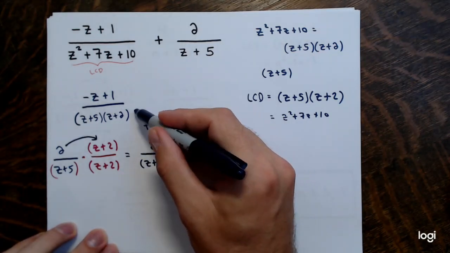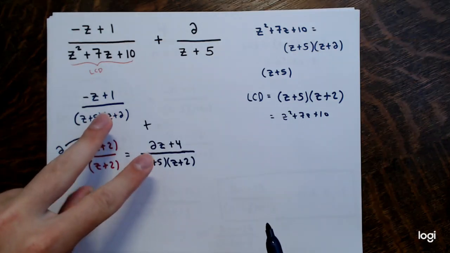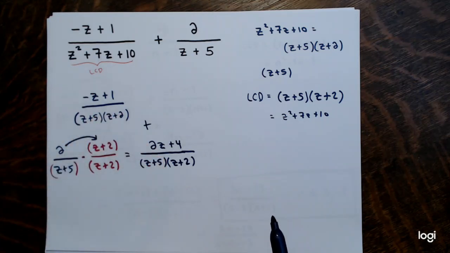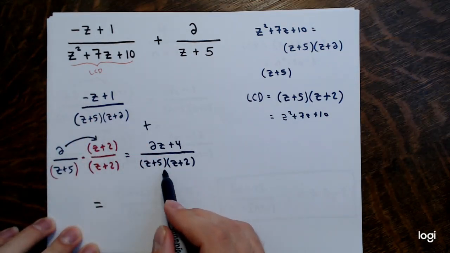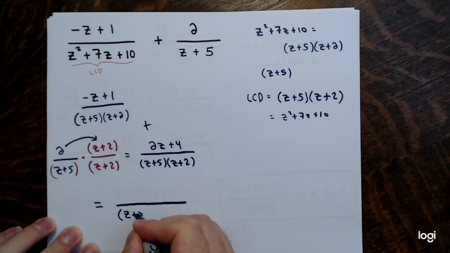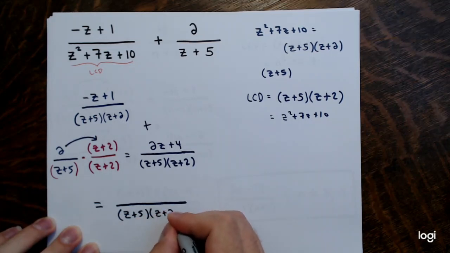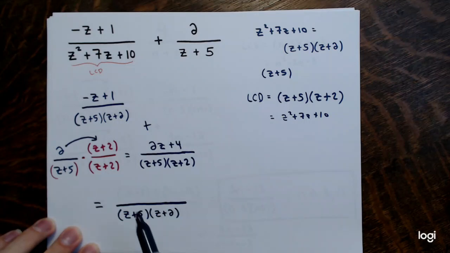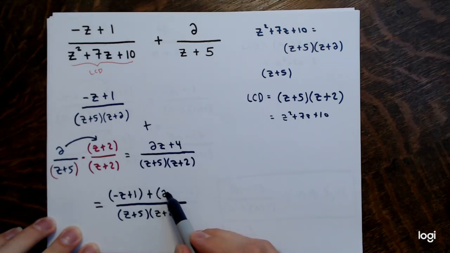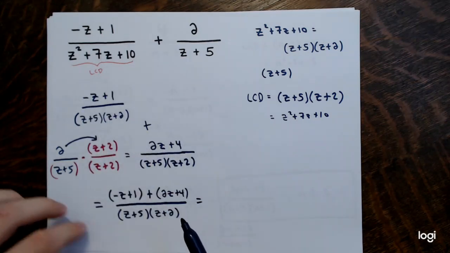Okay, and now we're adding these two fractions right here. This is this fraction, this is this fraction now, and we're adding them. They have the same denominator now, right, the LCD, so that will be the denominator of the sum. So the quantity z plus 5 times the quantity z plus 2. And I'm adding the numerators. So again, the first numerator is this negative z plus 1 plus, and again, multiple terms, so I'm putting in parentheses, even though they're not really necessary here, plus the second numerator, 2z plus 4, and great, this is the sum of those two fractions, but I want to simplify.